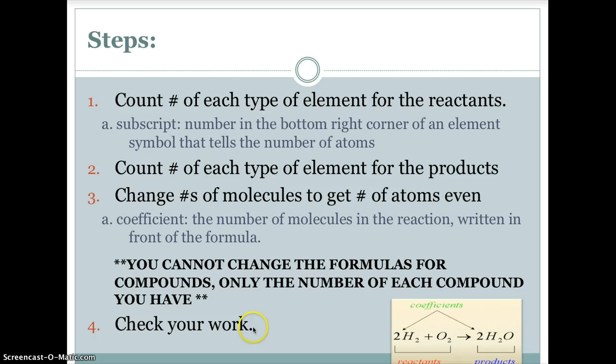And then the last thing you need to do is go back and check your work. Make sure that you have the same number of each element on each side, because sometimes when you fix one element, you'll find yourself messing up another element.